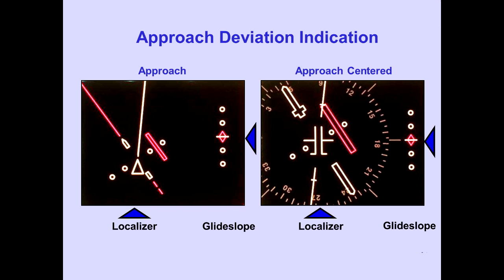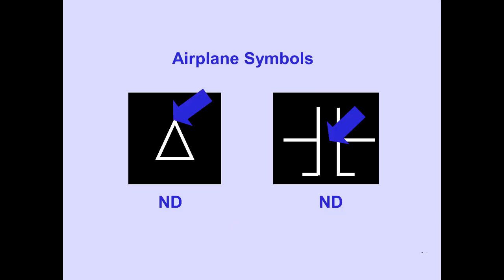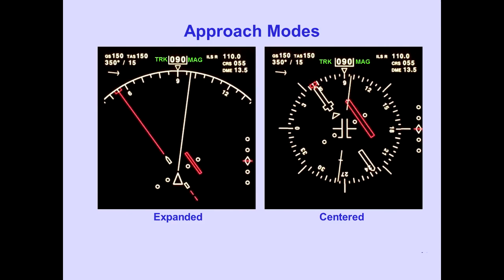Approach modes have localizer and glide slope deviation indications. Localizer and deviation is displayed with reference to the airplane symbol. A magenta bar indicates localizer position relative to the airplane. Glide slope and deviation is displayed on the right side of the displays. A diamond indicates glide slope position relative to the airplane. There are two airplane symbols. The actual airplane location is identified by the blue arrow. These are typical approach and approach-centered displays.